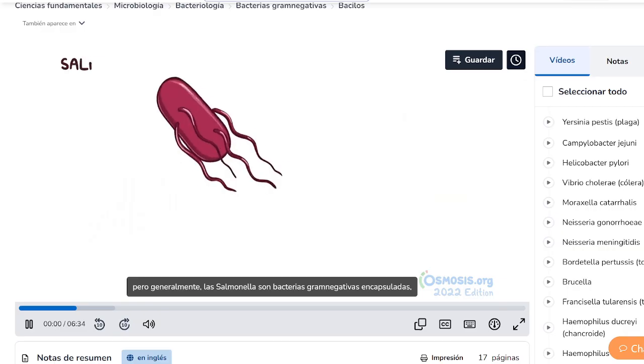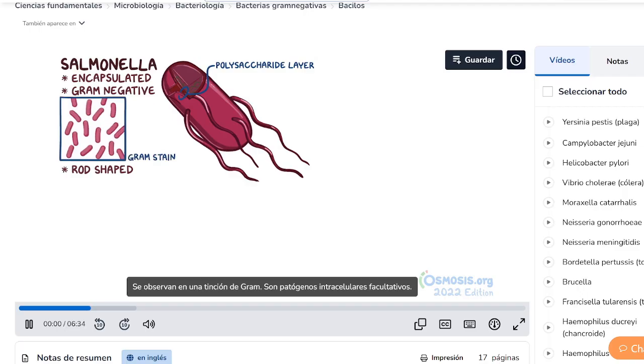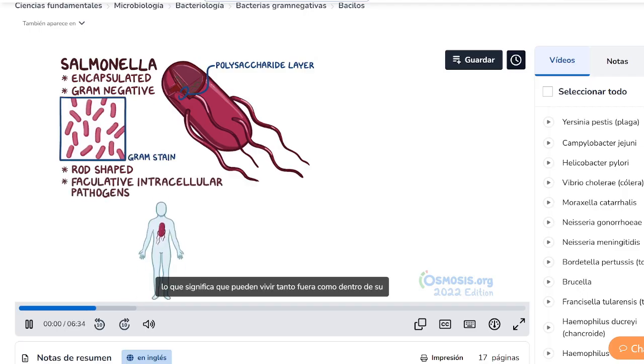Now, in general, Salmonella are encapsulated gram-negative rod bacteria, meaning they have a polysaccharide layer outside the cell envelope, and they look like little red or pink sticks on a gram stain. They're facultative intracellular pathogens, meaning they can live both outside or inside of their host cells. And they have flagella, making them motile, but they don't form spores.